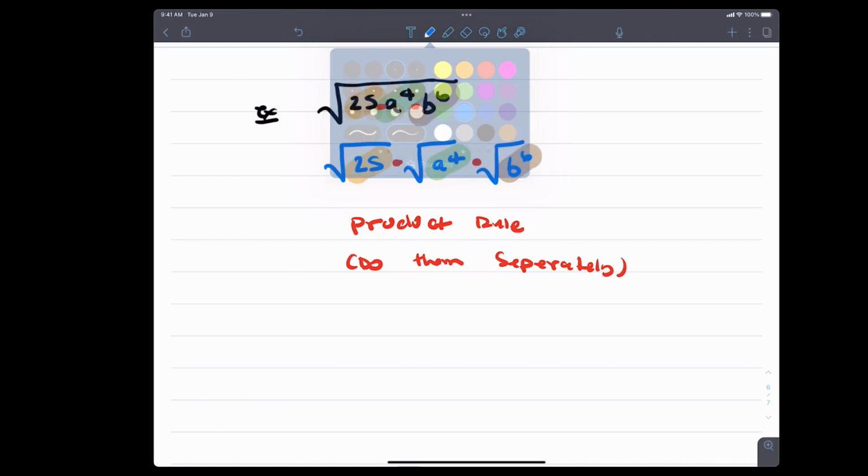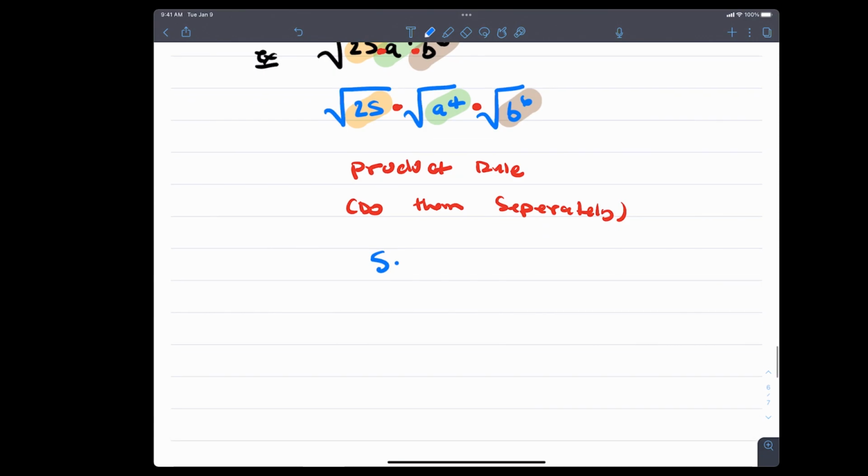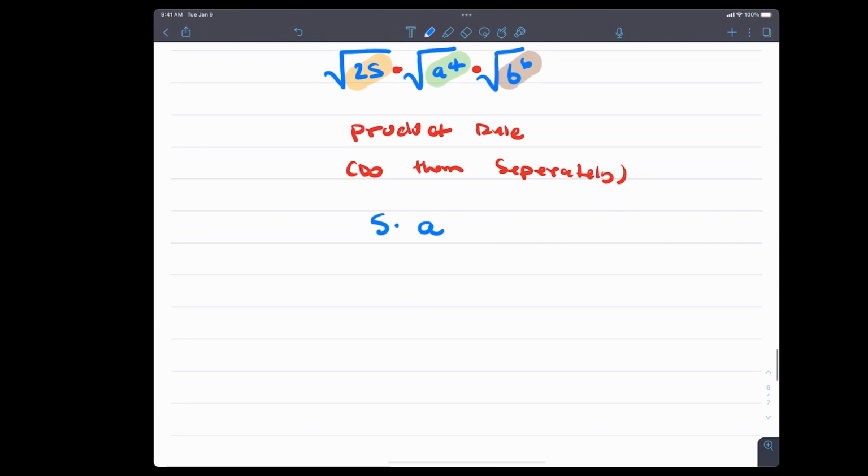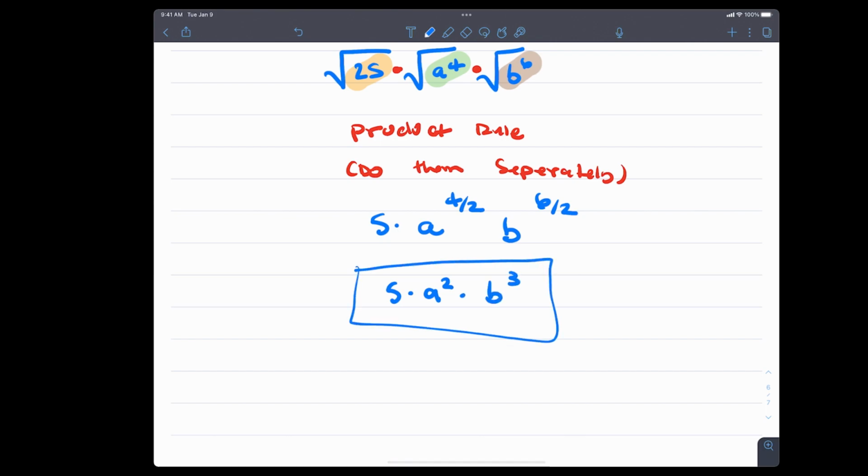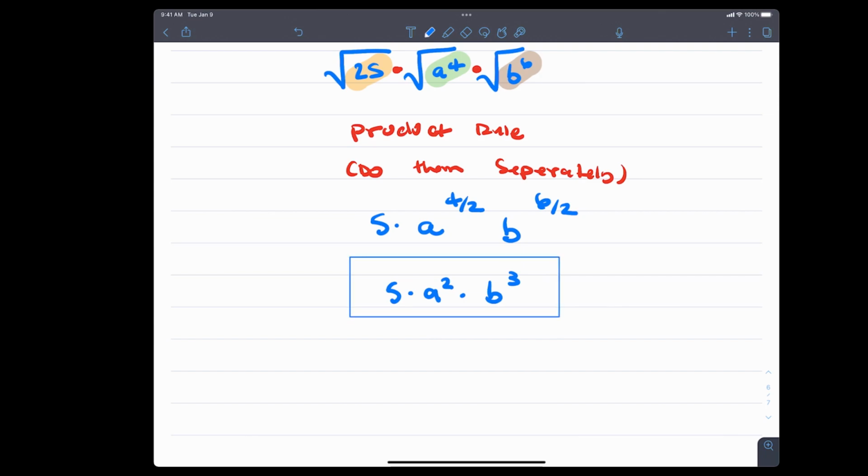And what's the square root of 25? And then, look what I'm going to do. You guys are going to like this. I'm going to give you every detail. 4 divided by 2. And then what? 6 divided by 2. You guys see what I'm saying? Is that consistent with what we've been doing? So you get 5 times a squared times b to the what? 3rd. What do you guys think? Isn't that consistent? No, you guys don't like that one?